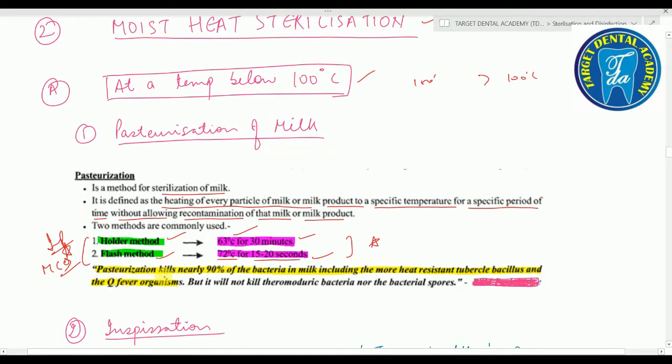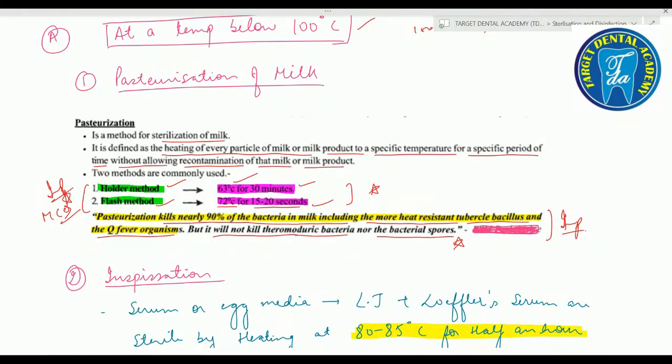Now pasteurization kills nearly 90% of the bacteria in the milk, including the more heat resistant tubercle bacillus and the Q fever organism, but it will not kill the thermoduric bacteria nor the bacterial spores. Important. Fine. So this was the first method of the moist heat sterilization at the temperature below 100 degrees Celsius.